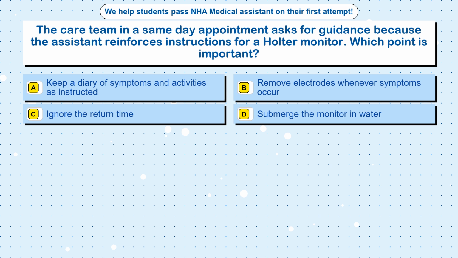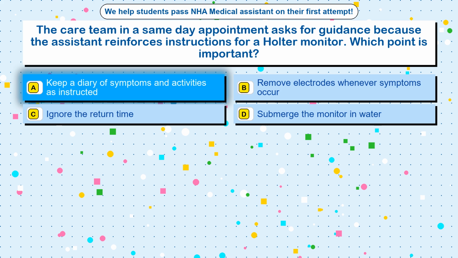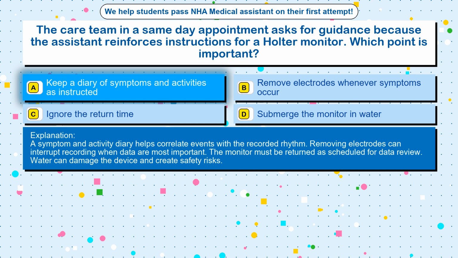Option A. Keep a diary of symptoms and activities as instructed. Option B. Remove electrodes whenever symptoms occur. Option C. Ignore the return time. Option D. Submerge the monitor in water. The correct answer is option A. Keep a diary of symptoms and activities as instructed. A symptom and activity diary helps correlate events with the recorded rhythm.